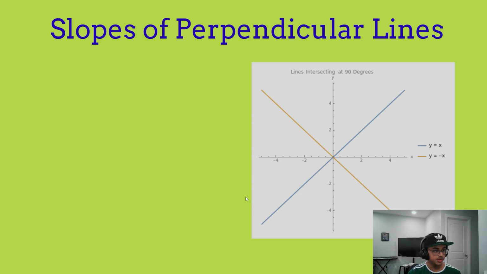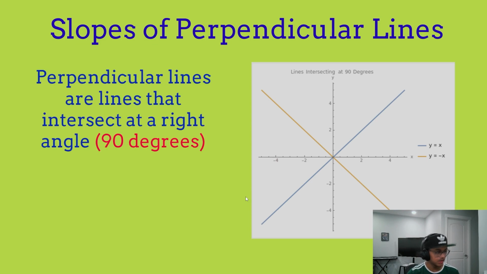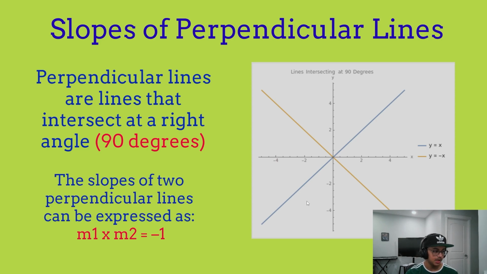And now let's talk about the slopes of perpendicular lines. Perpendicular lines are lines that intersect at a right angle, such as 90 degrees. And in this case, we can see that these two lines are intersecting and there is a 90 degree angle. So we can see that these lines are perpendicular. And the slopes of two perpendicular lines can be expressed as m1 times m2 is equal to -1. So the product of the slopes of perpendicular lines is always going to be equal to -1.